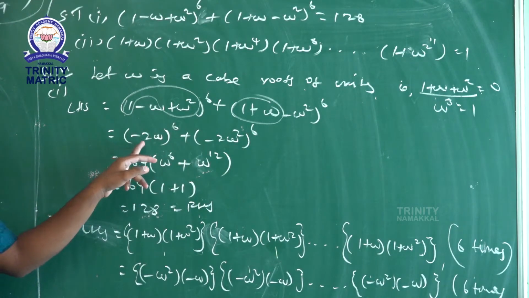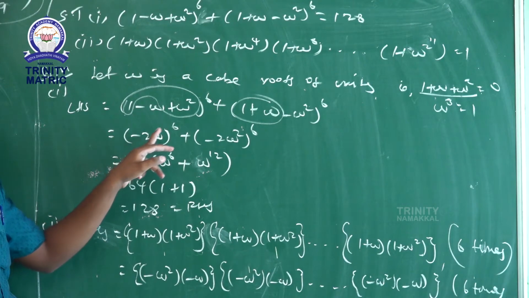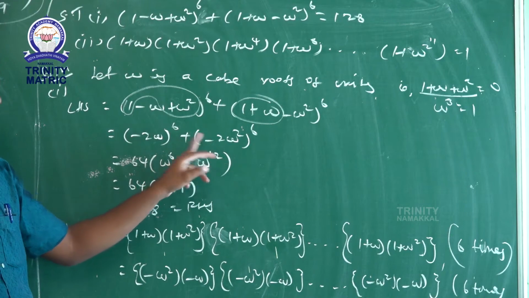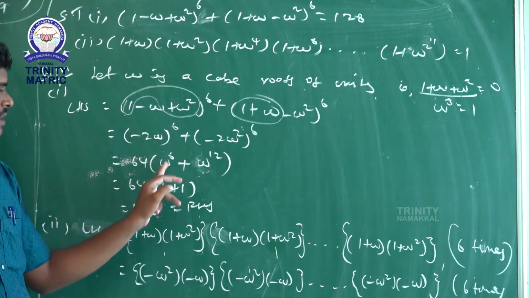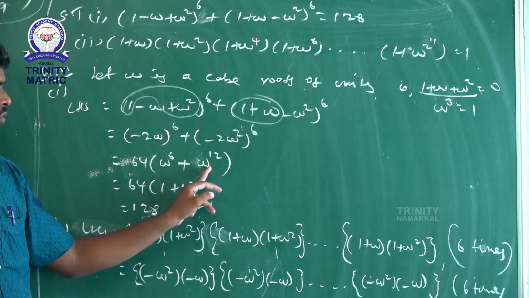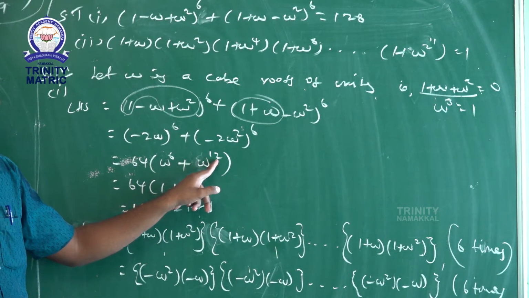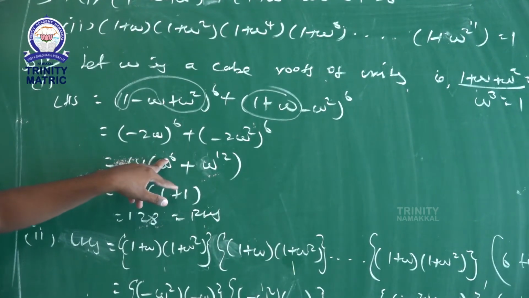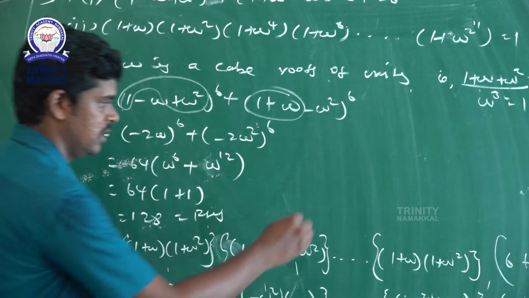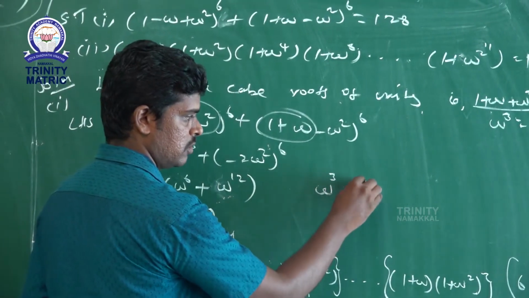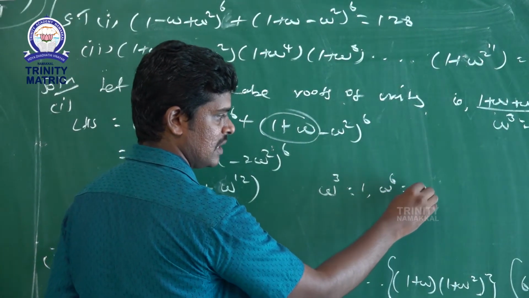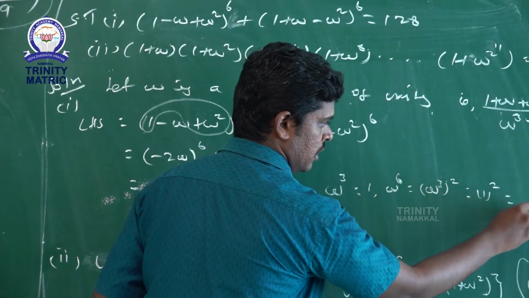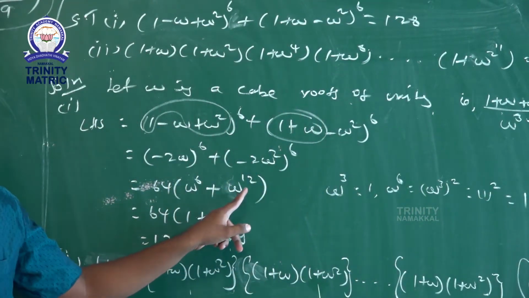So power of 6 means 2 power 6 is a positive term, so put it as positive 64. Here also 64; take it outside, and then omega power 6 plus omega power 12. Here 6 and 12 are both multiples of 3, so the answer is 1. Because omega cube is equal to 1, omega power 6 is written as omega cube whole power 2, which is 1 power 2, equal to 1. The same applies to omega power 12.